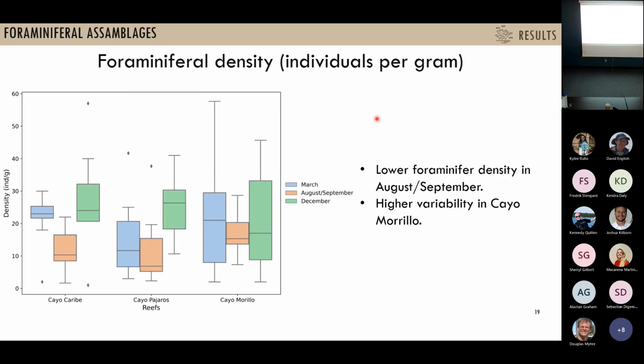And in the foraminifera density graph here, we have the density on the y-axis and the reefs on the x-axis. As you can see, the graph shows the fluctuations of density per reef and also per month. Basically, we notice a lower foraminifera density in the summer months and higher variability in Cayo Morillo. This could also be because of the wave energy and wind influence that is potentially sorting the sediments more.